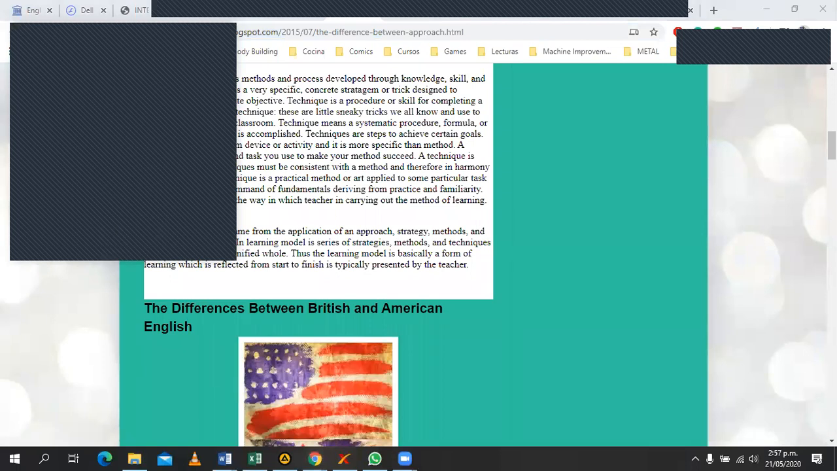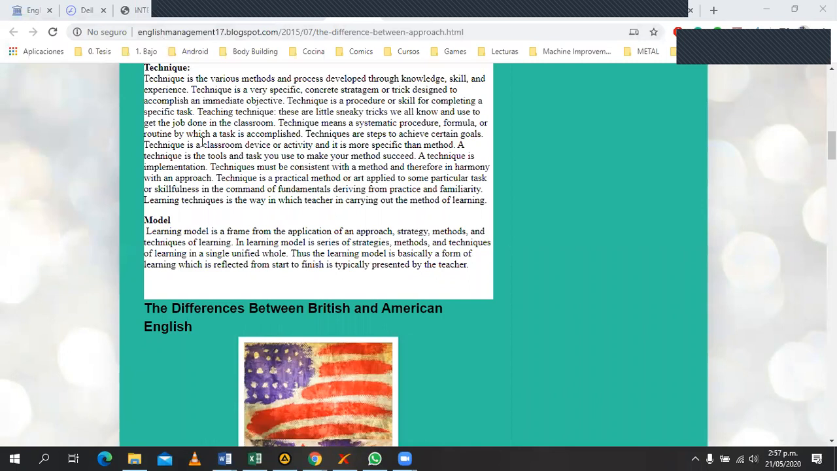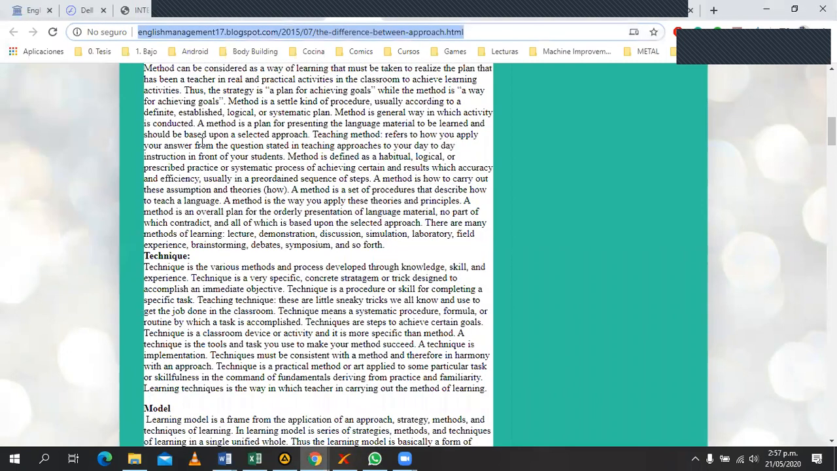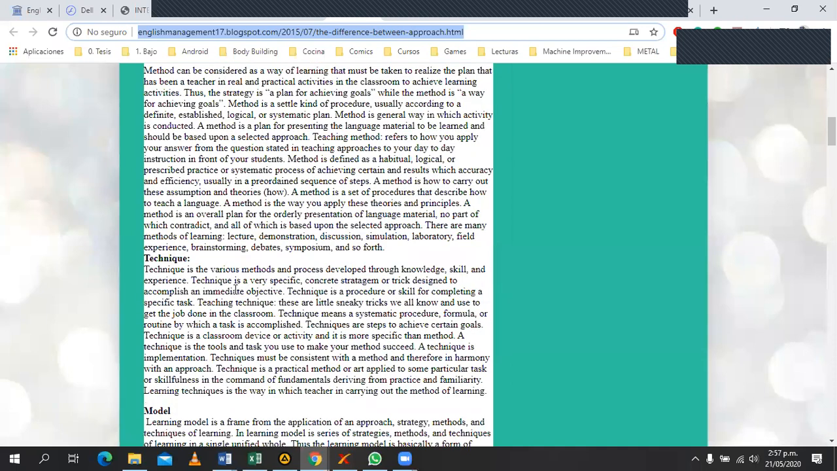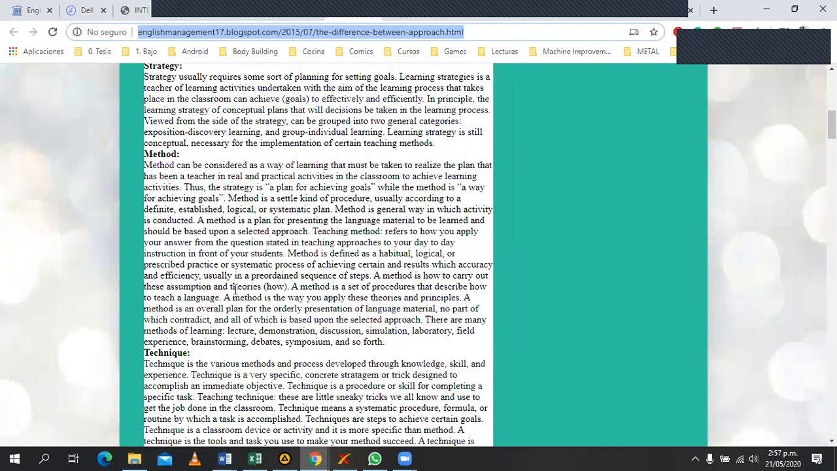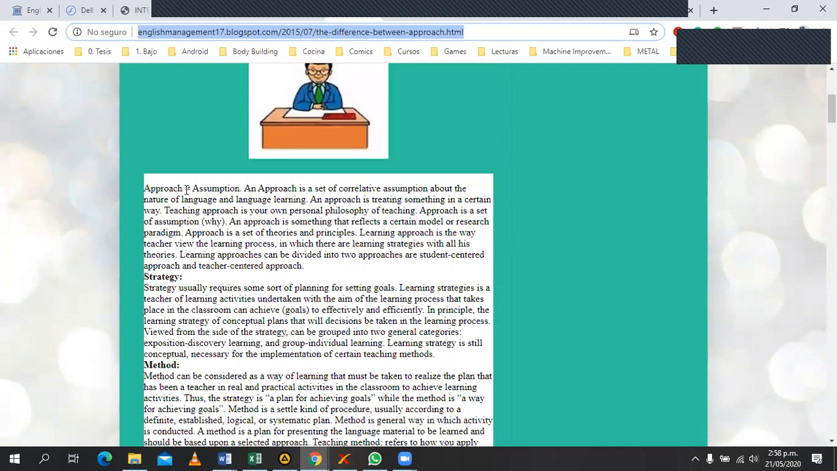Let's have a 5-minute reading process, right? Read that, and then you're going to give me your conclusions about what? Strategy, method, technique, and approach. Well, actually, it doesn't say anything. Approach here. An approach is. Okay?